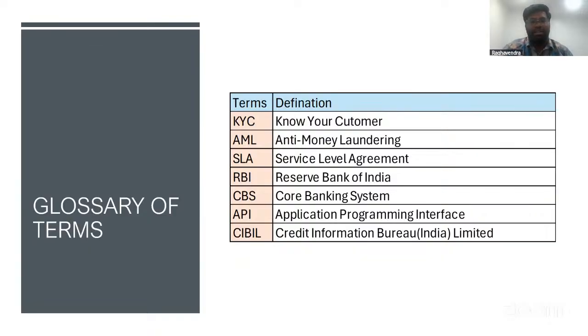And the CIBIL is the body which does the credit analysis to verify if the applicant has a good credit history, or if he is eligible, or if he is reliable to lend the money. It's a body similar to RBI.